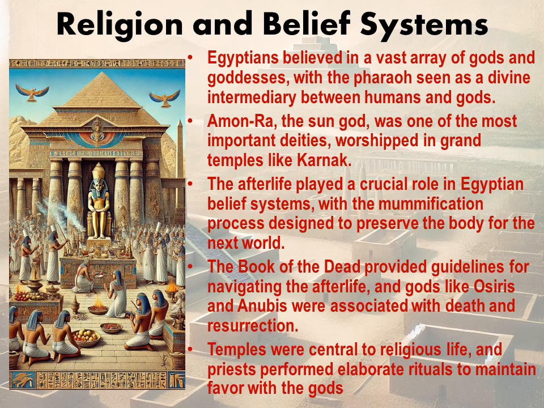The temples were central to religious life, and priests performed elaborate rituals to maintain favor with the gods. So, all of the religious activities were done in the temples. Temples were very useful in religious life, and the priests, who were worshippers of God, used to perform a lot of elaborate rituals in order to get favors, blessings, or facilities from the gods. Thus the religion and belief system of the Egyptians is a very significant and important part of Egyptian culture.